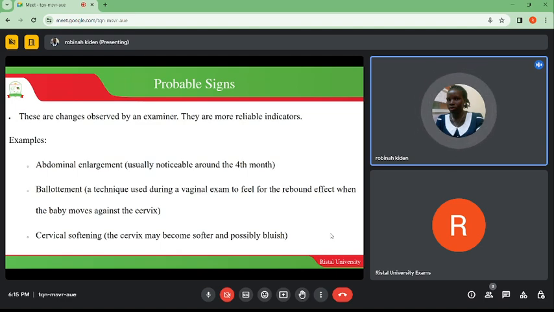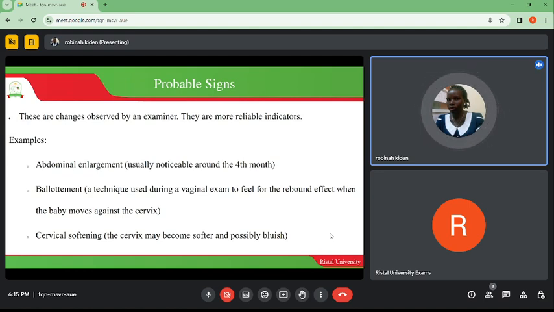Ballottement is a technique used during a vaginal examination to feel for the rebound effect when the baby moves against the cervix. So the midwife inserts her fingers into the vagina, then tries to push the cervix. If it bounces back, if it rebounds, then it could be that the woman is pregnant.